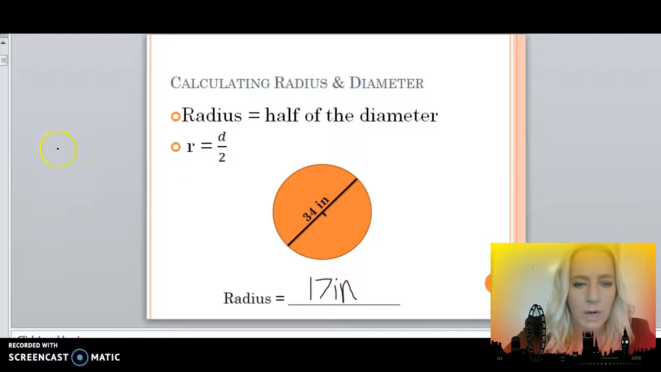Let's look at one more example. Again, the diameter is the distance across the circle through the center. The radius is half the distance. So half of 17 would be 8.5. So the radius in this case is 8.5 inches.